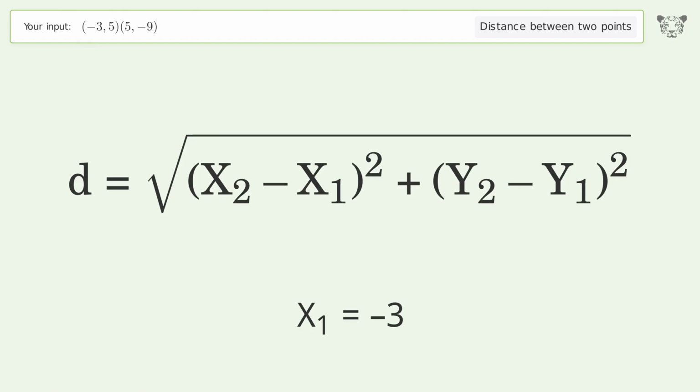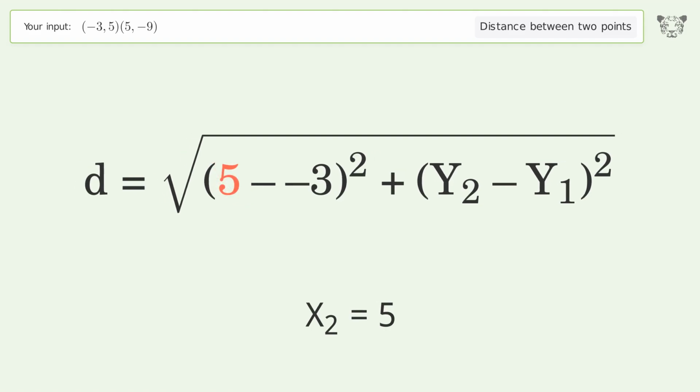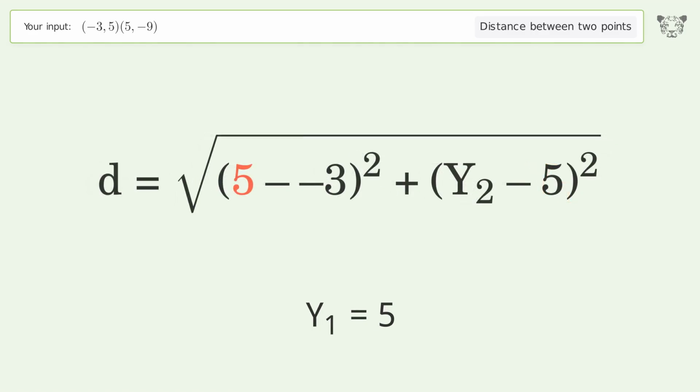x1 equals -3. x2 equals 5. y1 equals 5. y2 equals -9.